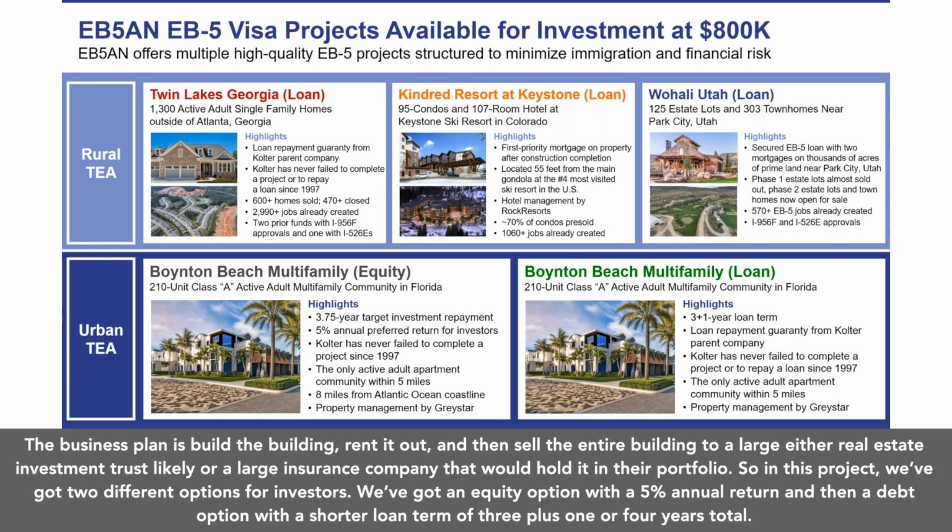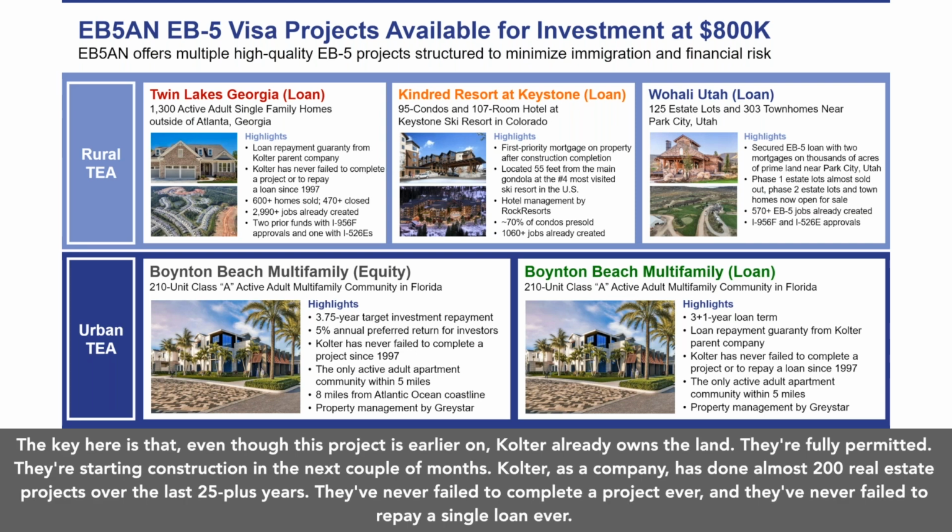So in this project, we've got 2 different options for investors. We've got an equity option with a 5% annual return, and then a debt option with a shorter loan term of 3+1 or 4 years total. The key here is that even though this project is earlier on, Coulter already owns the land, they're fully permitted, they're starting construction in the next couple of months. Coulter as a company has done almost 200 real estate projects over the last 25 plus years. They've never failed to complete a project ever, and they've never failed to repay a single loan ever.